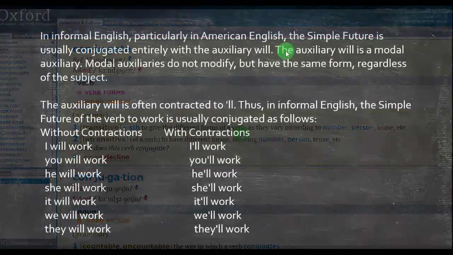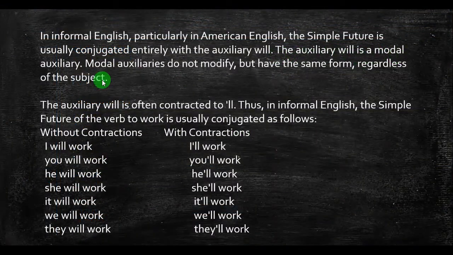Right. The auxiliary will is a modal auxiliary. Modal auxiliaries do not modify, that is they do not change, but have the same form regardless of the subject. जो will है वो एक modal है और modals change नहीं होते, उनकी form सारे tenses में same रहती है. So the auxiliary will is often contracted to 'll. So will को short form में लिखते हैं apostrophe डाल के double L, तो उसका मतलब बन जाता है will. मतलब fast में हम इसको बोलते हैं 'll.